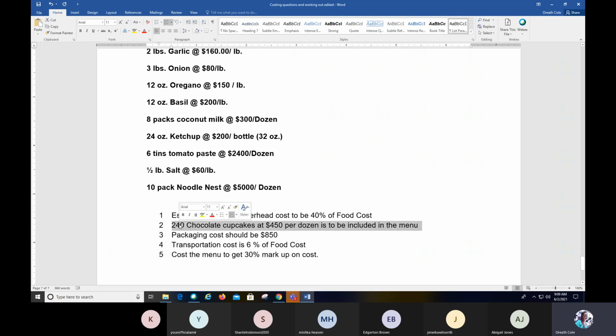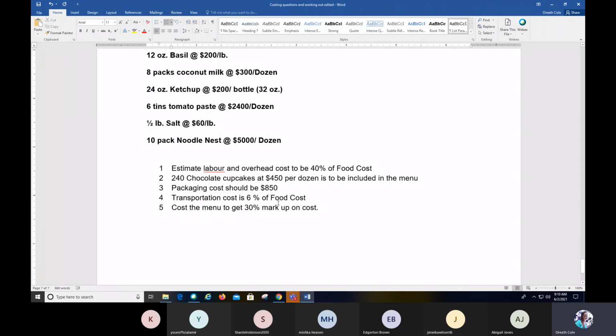So you have to always look at the question or what it's asking you, because it can get very tricky. It says 240 cupcakes at $450 per dozen is to be included in the menu. The next thing here says packaging cost should be $850. That means after you put everything together, you're packaging it in order to send it out, and it is $850 to package your item.